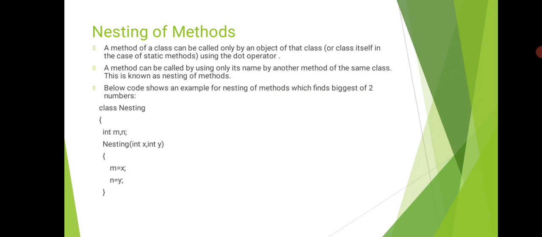Okay, this is important. Using nesting of methods we can find the biggest of two numbers. That example is shown here. Here the class is Nesting. Inside class Nesting we have instance variables m and n, and a constructor Nesting which will initialize the instance variables m and n when the object is created. So the m and n values are stored through the Nesting constructor, which has two arguments x and y. The x and y values are assigned to m and n.